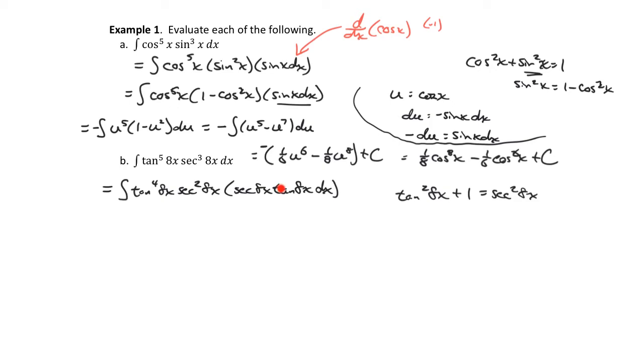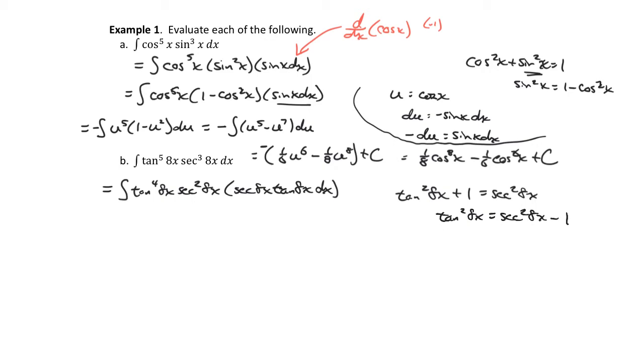So everything else needs to be written in terms of the secant. Since this is the derivative of the secant, everybody else has to be in terms of the secant. Secant of 8x, secant squared of 8x, perfect. It's written in terms of the secant. Tangent to the 4th, not so much. So here's what we're going to do. We're going to go over here. We're going to solve this for the tangent squared of 8x. That would be secant squared of 8x minus 1.